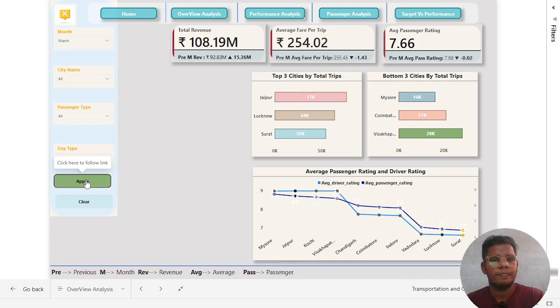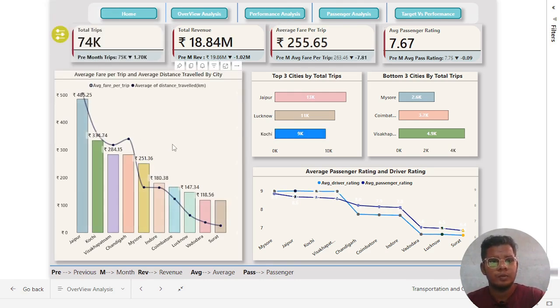In the sense, the total dashboard is changing. Yes, of course, there are minute changes, but it's a change. See, the total trips changed to 74K, and below it the reference is the previous month's trips. Here we can compare things with the previous month.